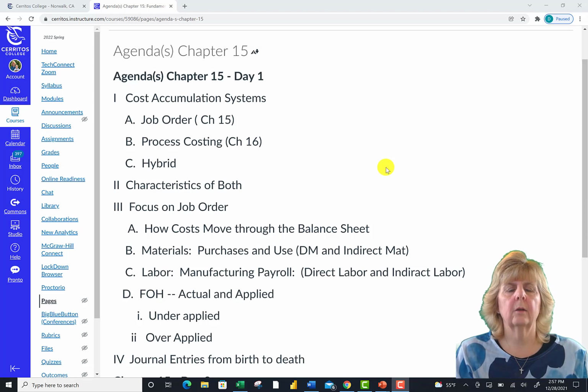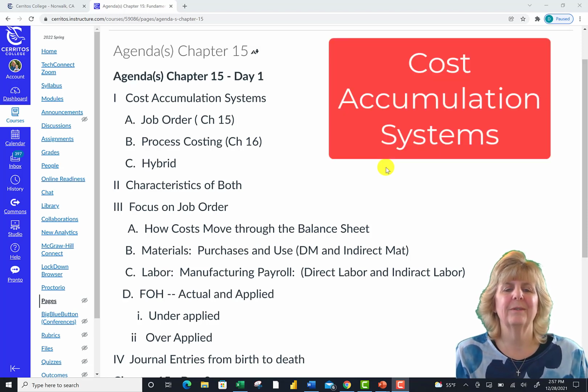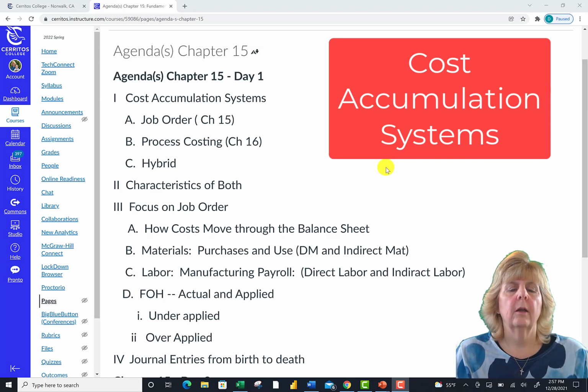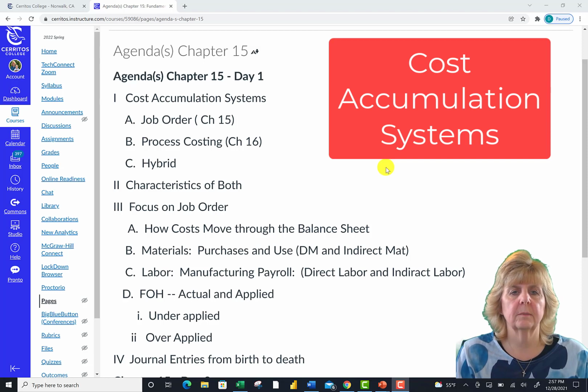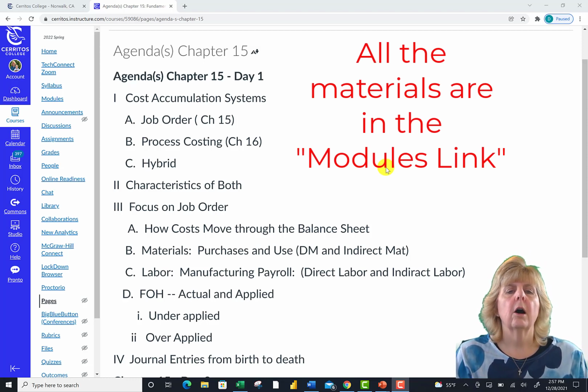Glad you're back and ready to tackle Chapter 15. Chapter 15 is on the first of several major cost accumulation systems. Just a reminder that all the files for the lectures and for the class are located in the modules link.